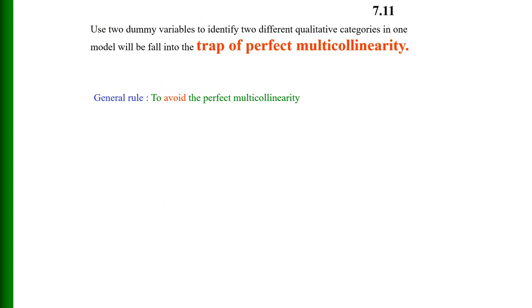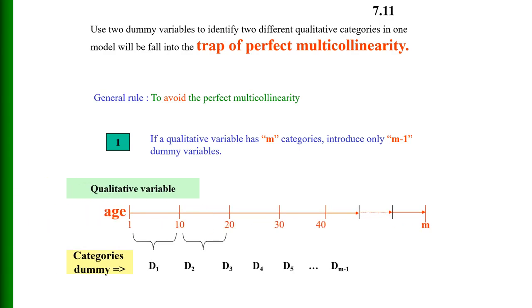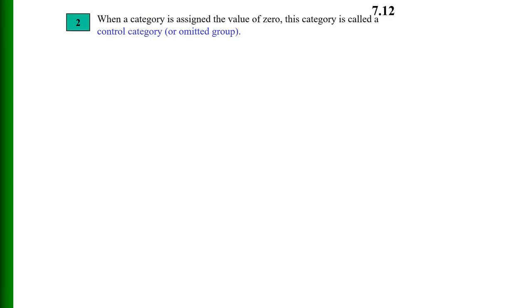So the general rule to avoid multicollinearity is, if a qualitative variable has m categories, we introduce only m minus 1 dummy variables, so that we can avoid the dummy variable trap. Suppose, for example, we have m categories in age, then we will use m minus 1 dummy variables. When a category is assigned the value of 0, this category is called a control category or an omitted group.